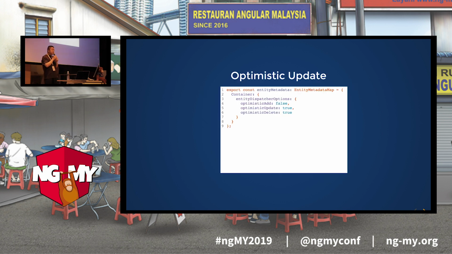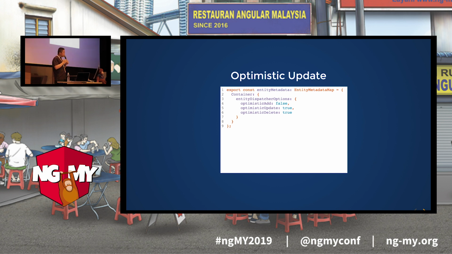And NgRx-data also supports some very complex scenarios. One of them is optimistic update. The default behavior is, if you want to update something in the front end, first you must update the backend. And when the backend returns some result, success or failed, then you decide whether to update the front end or not. But in some use cases, you may want to update the front end first and then update the backend asynchronously. So NgRx-data provides such functionality out of the box.